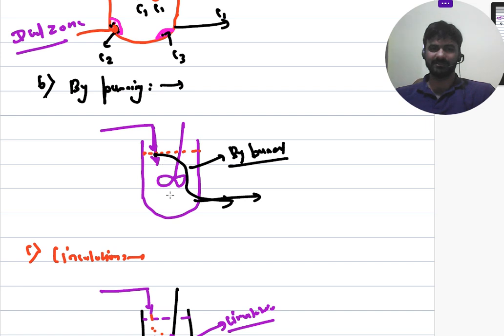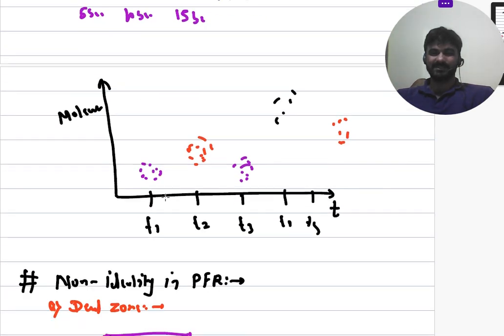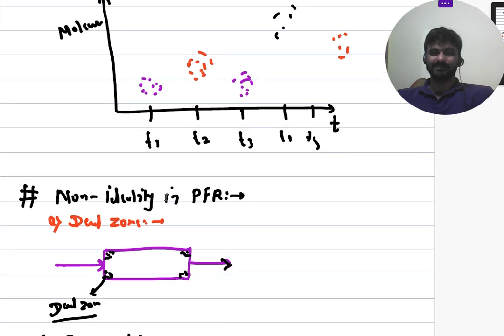And after that, bypassing also. Let's say some molecules enter and, without getting completely mixed inside the CSTR, directly get bypassed from the reactor. So this also creates non-ideality in the CSTR. And again, circulation. Sometimes some molecules will be continuously circulating inside the CSTR due to the rotor, in the vicinity of the rotor, and this creates the circulation. So all of these kinds of problems create non-ideality in the CSTR.